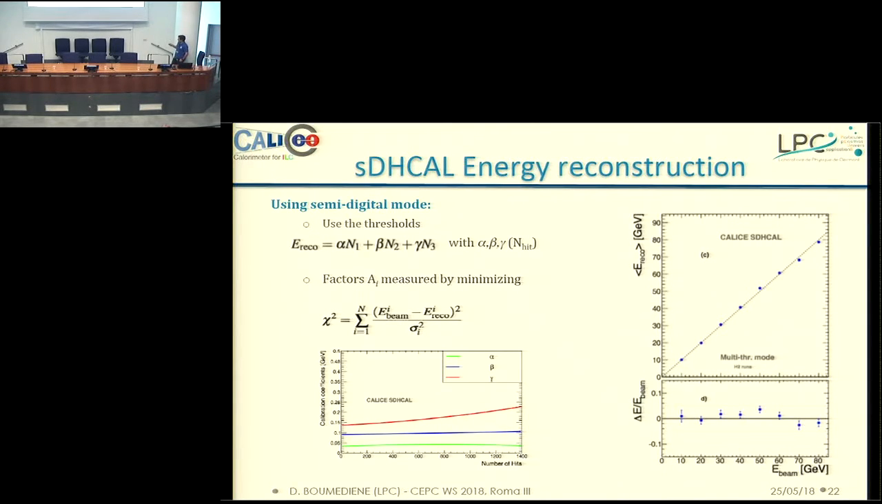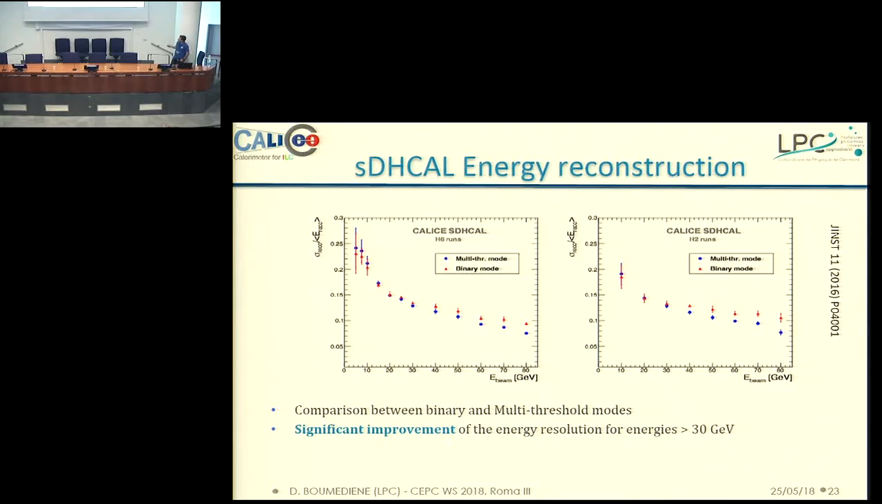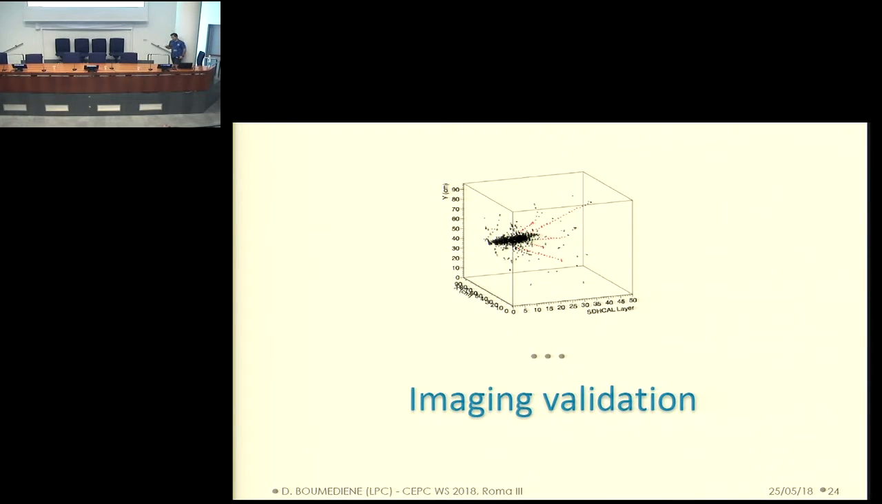You get a well-linear response, but the gain is visible on the energy resolution. So here you see the energy resolution versus beam energy in red using a simple binary mode. So this is a pure digital calorimeter where you have only hits. And in blue, if you use these 3 thresholds. And the gain is significant for energies larger than 30 GeV. So this is for the energy reconstruction, but for a particle flow approach, the important thing is to be capable of reconstructing the clusters and making association or separation between them. So you need to do some imaging.